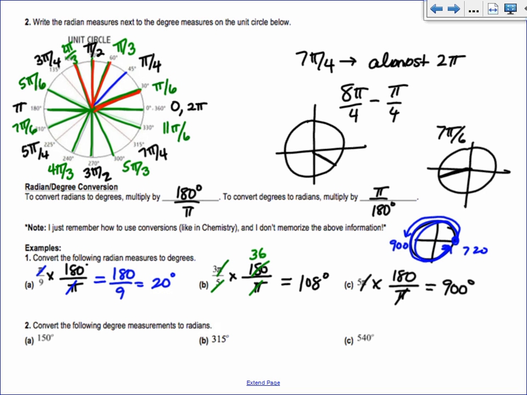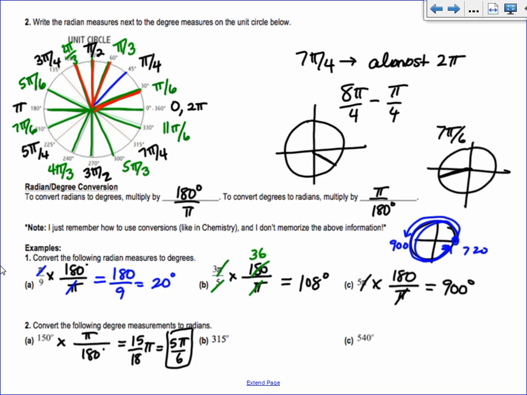So it says convert the following degree measurements to radians. So if I have 150 degrees, now I'm going to do pi over 180 degrees. That way the degrees go away. So I get 15 over 18 pi, and then I reduce by 3. So 5 pi over 6. And it makes sense. If you look for it on our drawing, we have it. 5 pi over 6 is here. And if you see the degree measurement, it is 150 degrees.